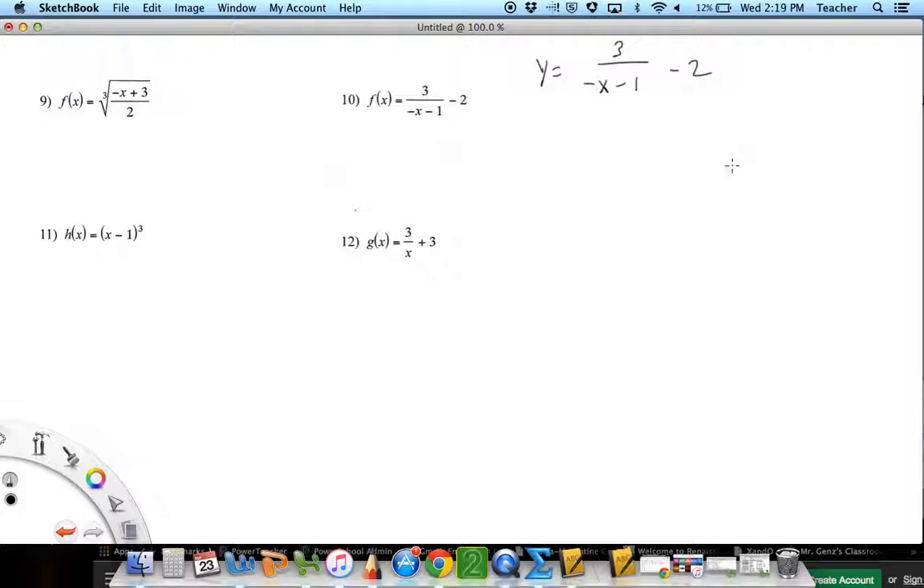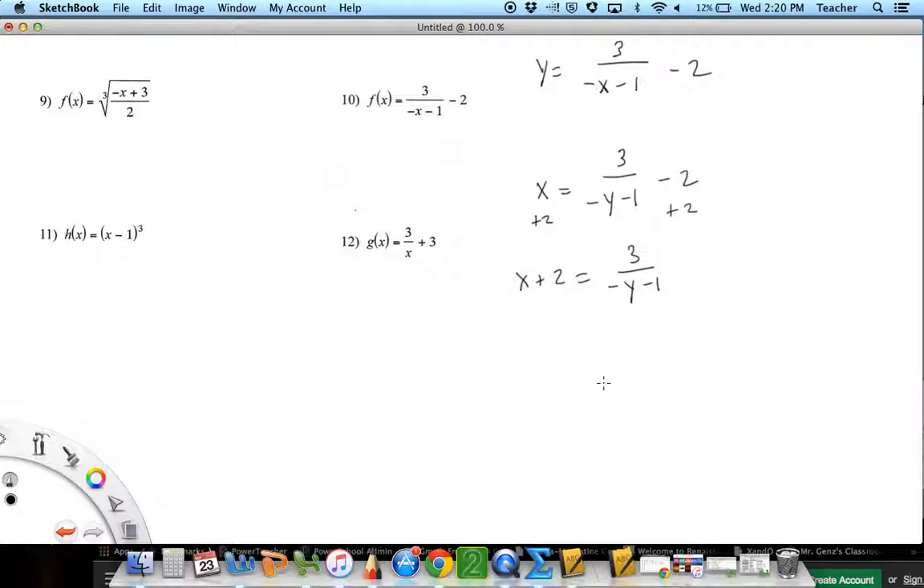All right. So again, the process of finding the inverse function is to switch the x and y. So we have x equals 3 over negative y minus 1, minus 2. Okay, so now you've got to use your algebra skills here. We notice that this whole jumbled mess is saying whatever this is minus 2, so we're going to add 2 to both sides. So we have x plus 2 equals 3 over negative y minus 1.